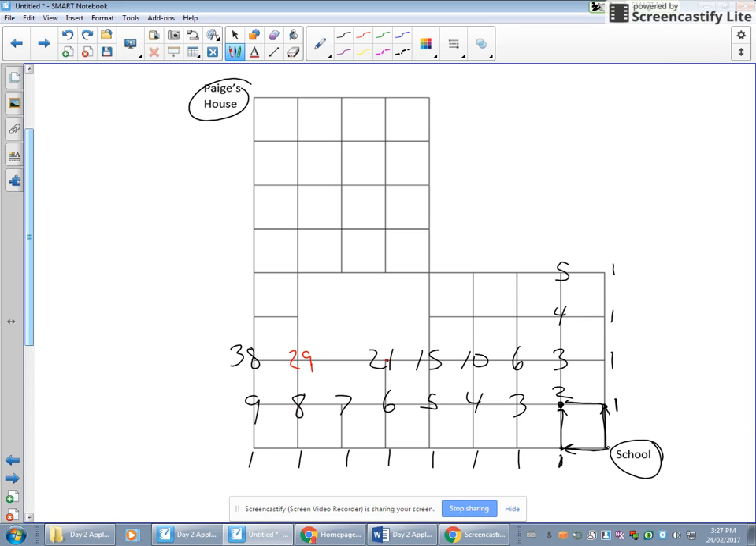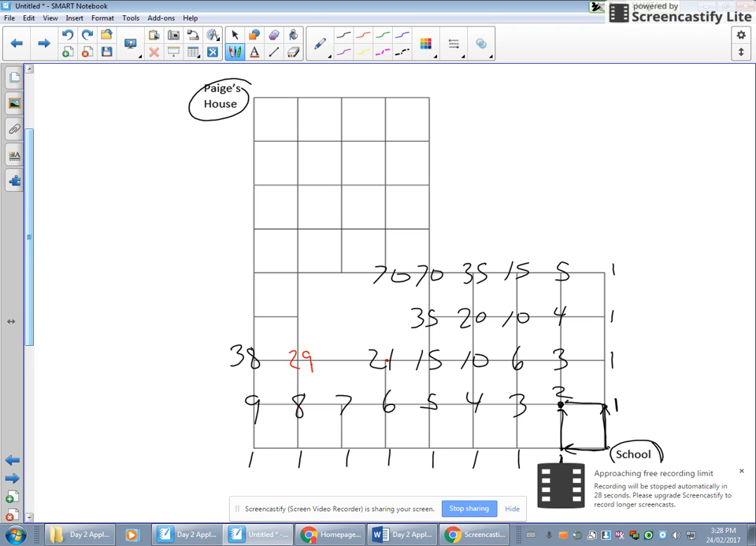I'm going to pause here and just, well, let me just do this first little section. 6 and 4 is 10. 10 and 5 is 15. 10 and 10 is 20. 15 and 20 is 35. 20 and 15 is 35. 35, 70. And then moving from 70 over here, again, there's only 70 ways. So I'm going to pause that.